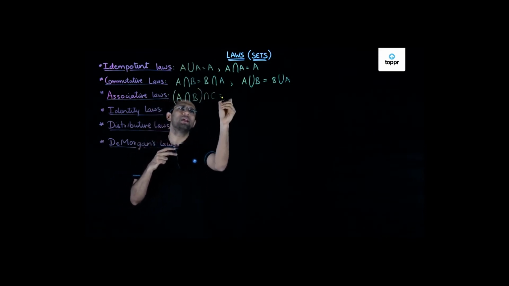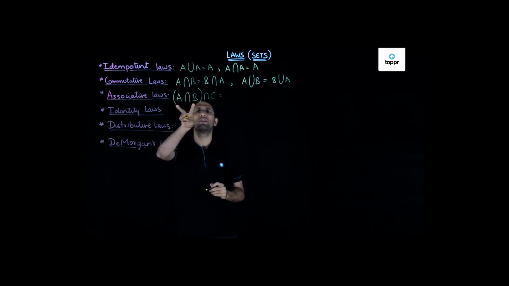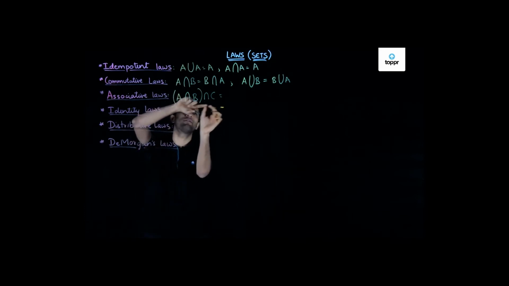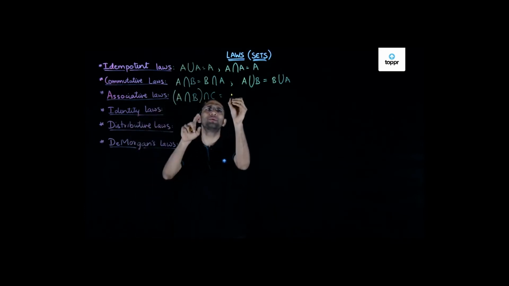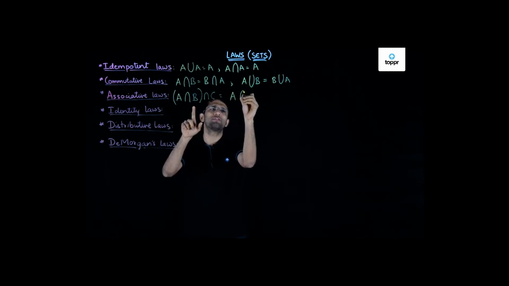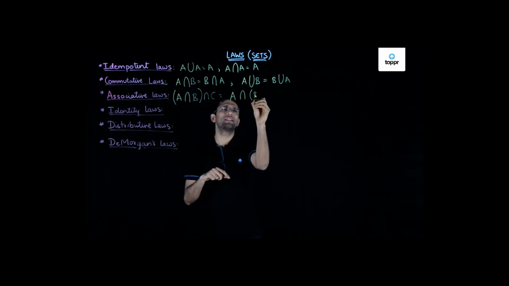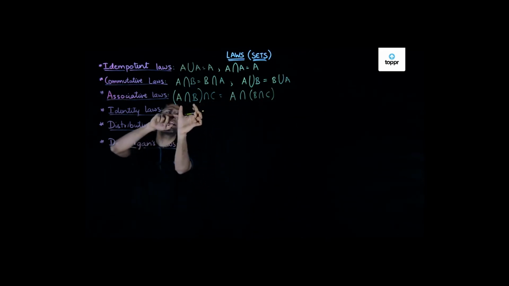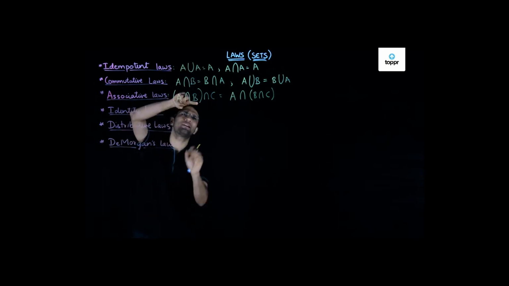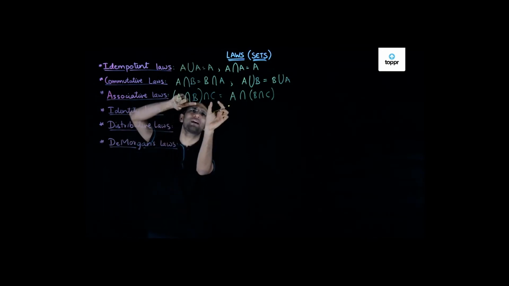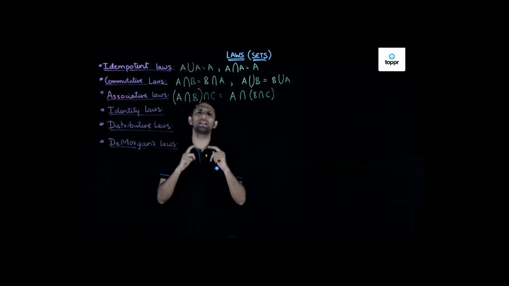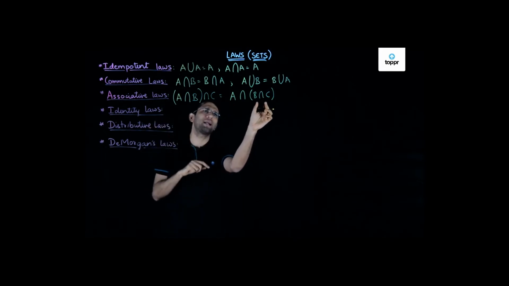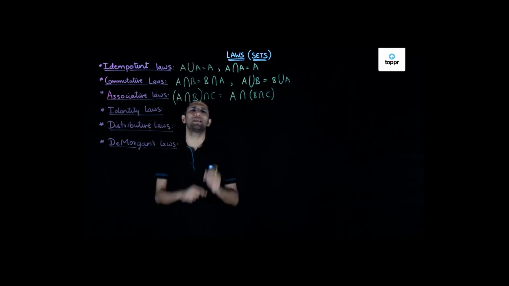What it means is, if I perform A intersection B first, and then in the resulting set, I then perform intersection of that resulting set with another set C, then that is equivalent to performing the intersection of sets A and the set formed by the intersection of sets B and C. So if you notice in this law, here we are performing A intersection B first, and in the resulting set, we are performing the intersection of that resulting set again with the set C. And that is equivalent to first performing intersection of sets B and C and then subjecting that resulting set to the intersection with set A.